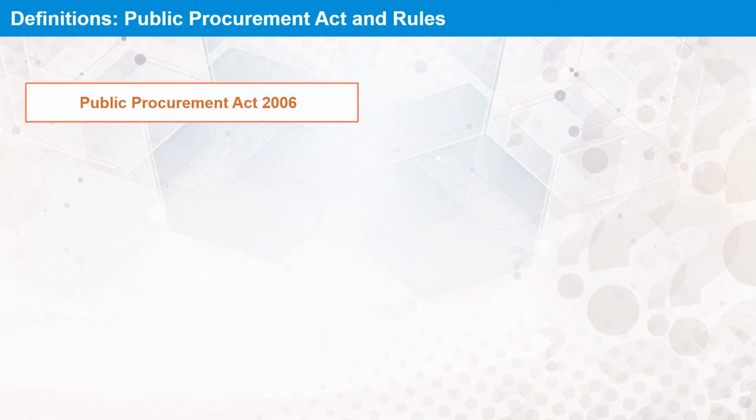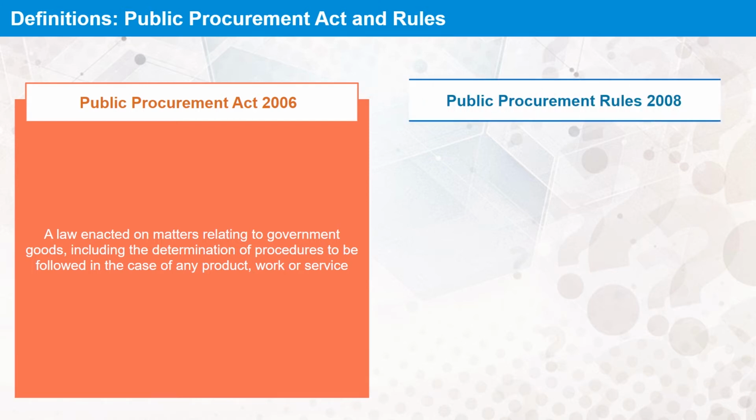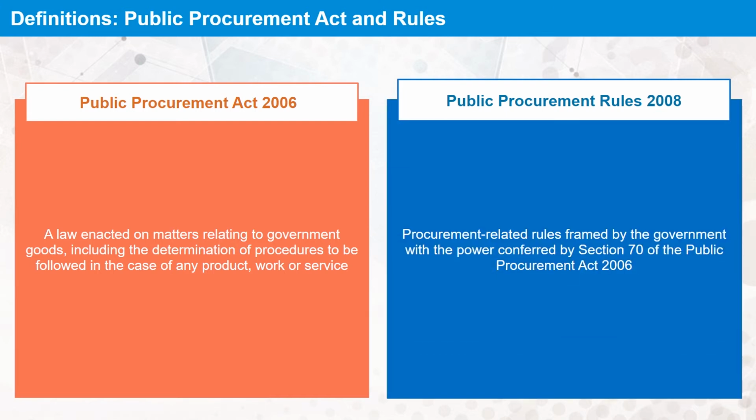The Public Procurement Act of 2006 is a law enacted on matters relating to government goods, including the determination of procedures to be followed in the case of any product, work, or service. The Public Procurement Rules of 2008 are procurement-related rules framed by the government with the power conferred by Section 70 of the Public Procurement Act 2006.